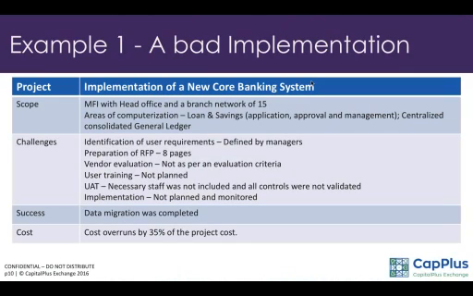of a bad implementation. This MFI had a head office and a branch network of 15 branches. The areas of computerization were loans and savings. They wanted application approval and management centralized, and a consolidated general ledger. The initial challenge was the identification of user requirements. These were defined by managers.